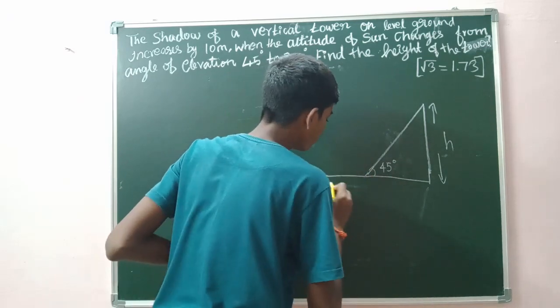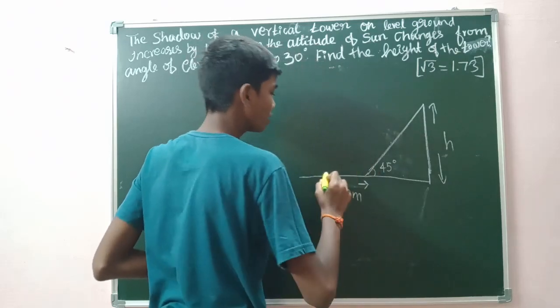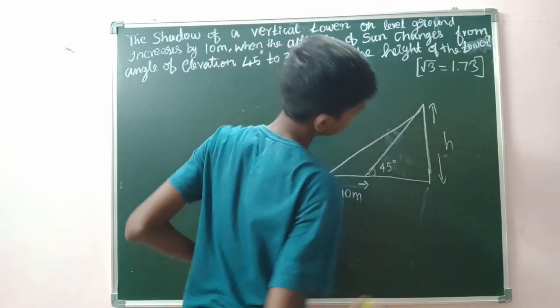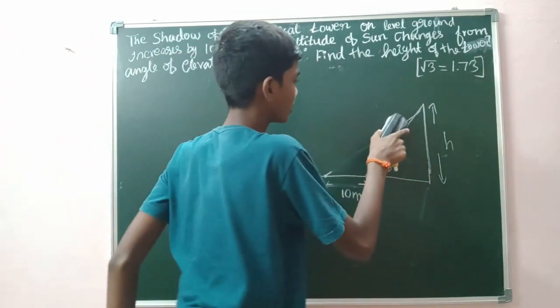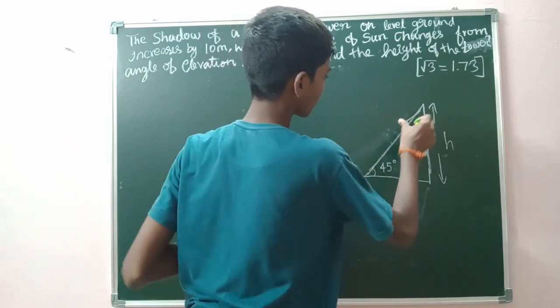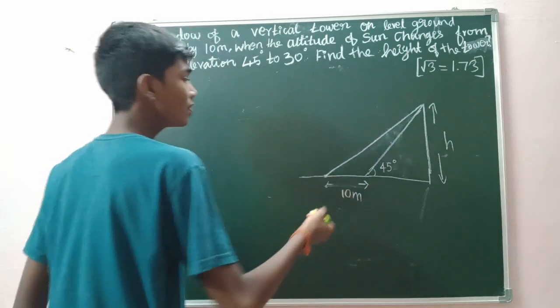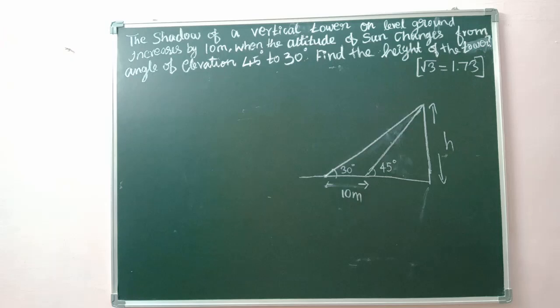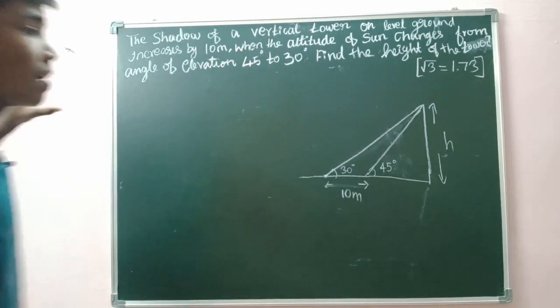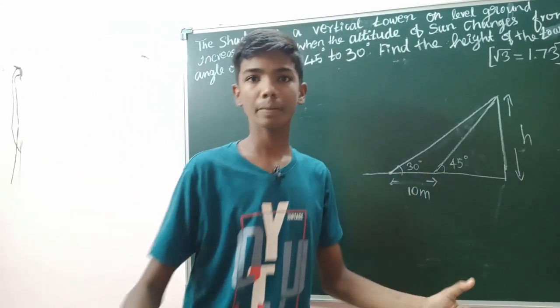It moves 10 meters and finally the angle of elevation for this particular point is 30 degree, and that is something given in the question. Just understand these things, okay? So let me repeat the scenario that I described now.